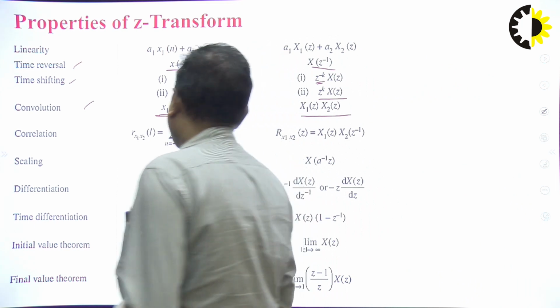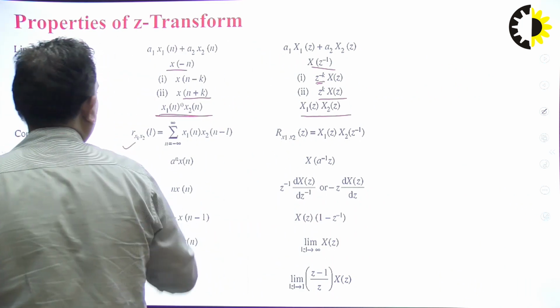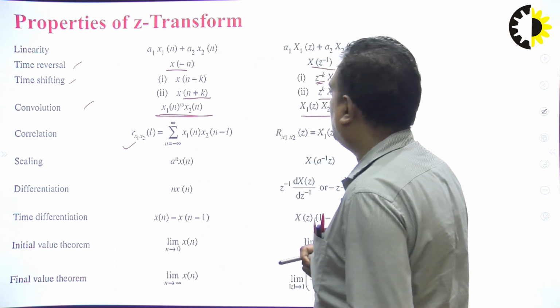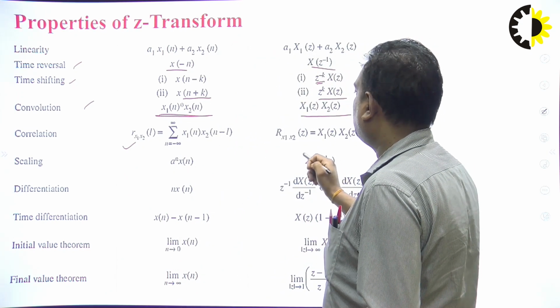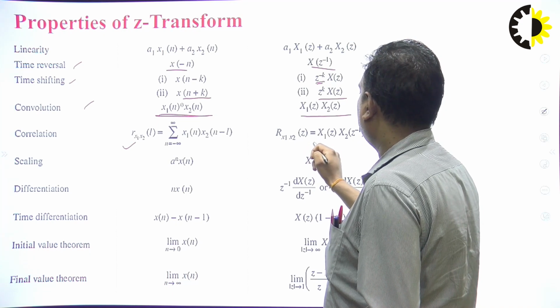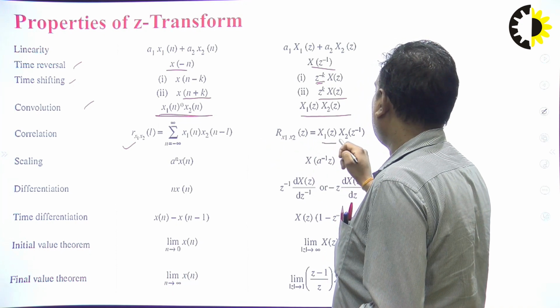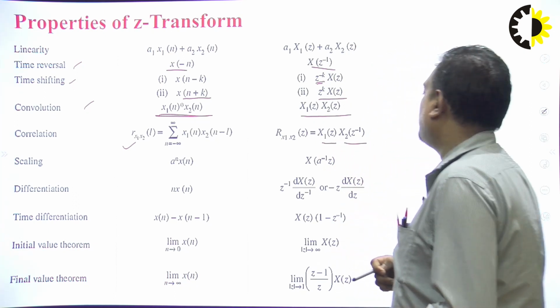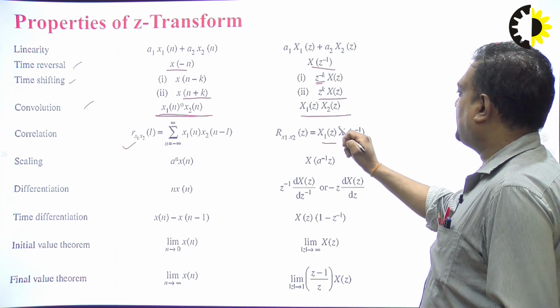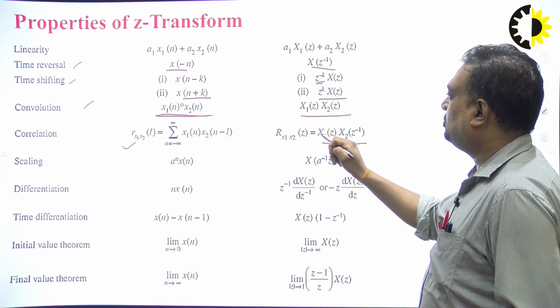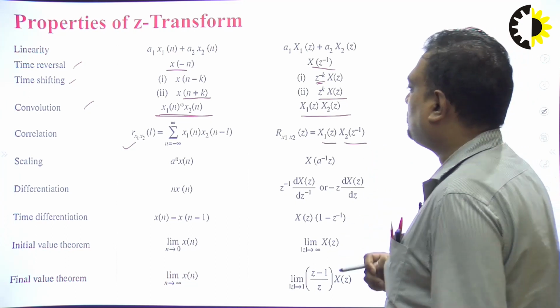Now correlation, R x1x2(l). This is the expression for correlation, and you can see this is basically the multiplication of X1(z) and X2(z to the power minus 1). That means you take the signal X1(z) and X2(1 by z), and then you get the correlation property.